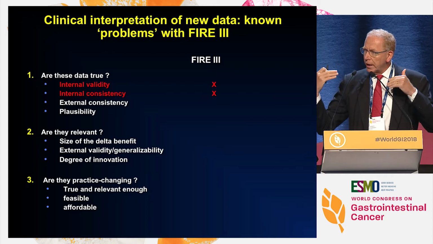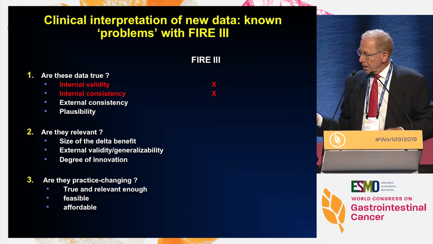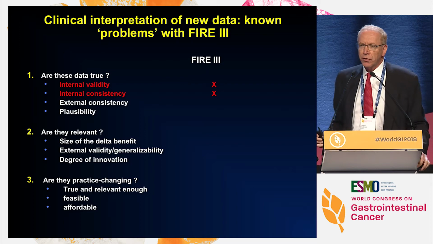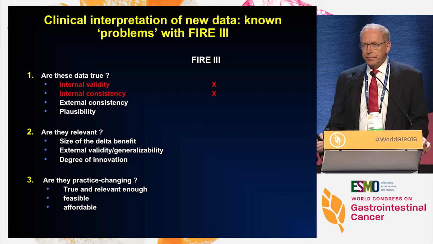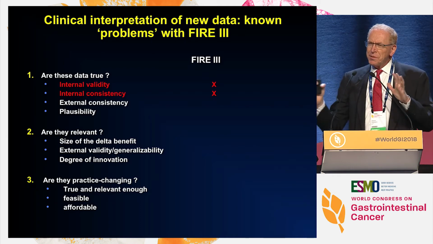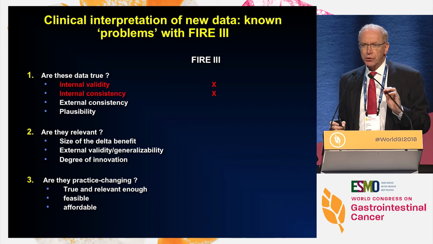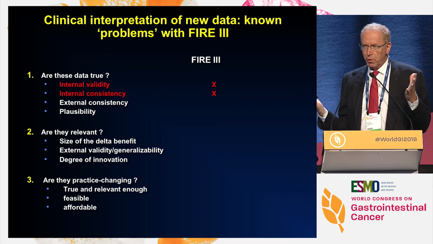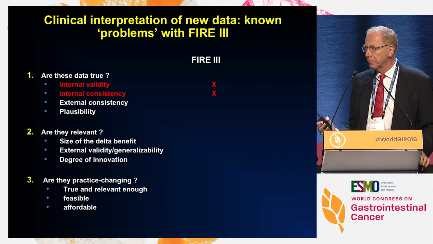Instead, it used a tumor-related endpoint that was response rate. So the two parameters, internal validity and internal consistency, are not satisfied. Now, does this mean that we should disregard this trial because we cannot trust these data? Well, after all, it's all a formal problem, choosing response rate as primary endpoint as opposed to, say, overall survival.